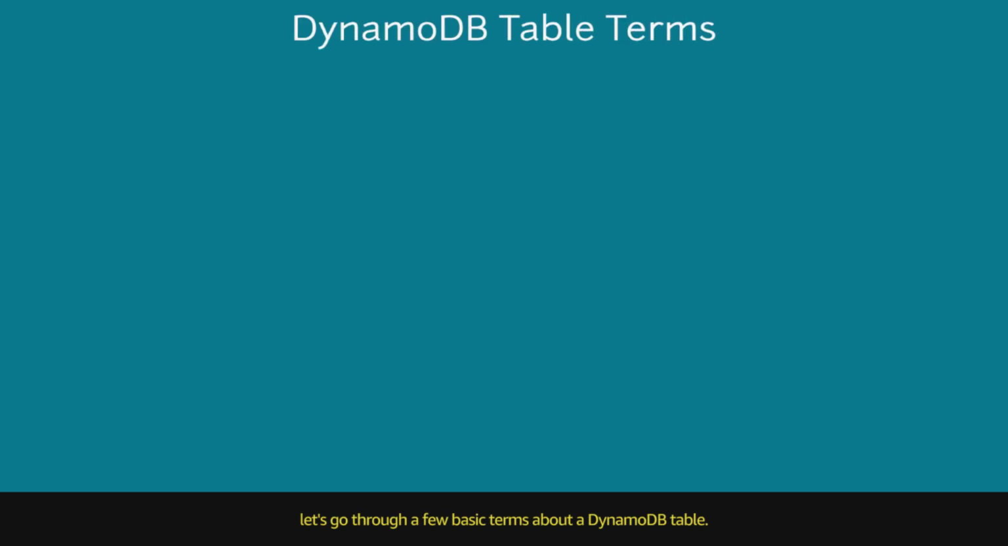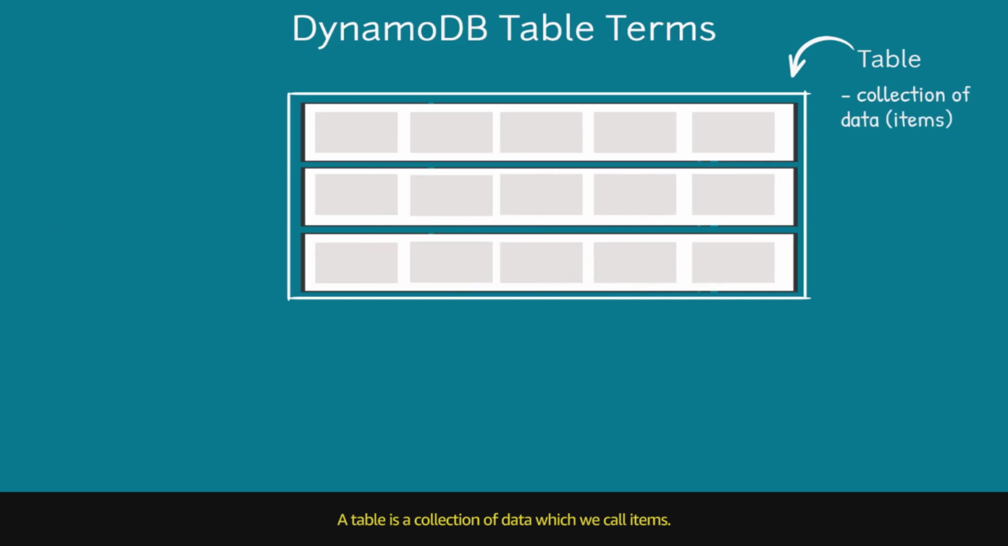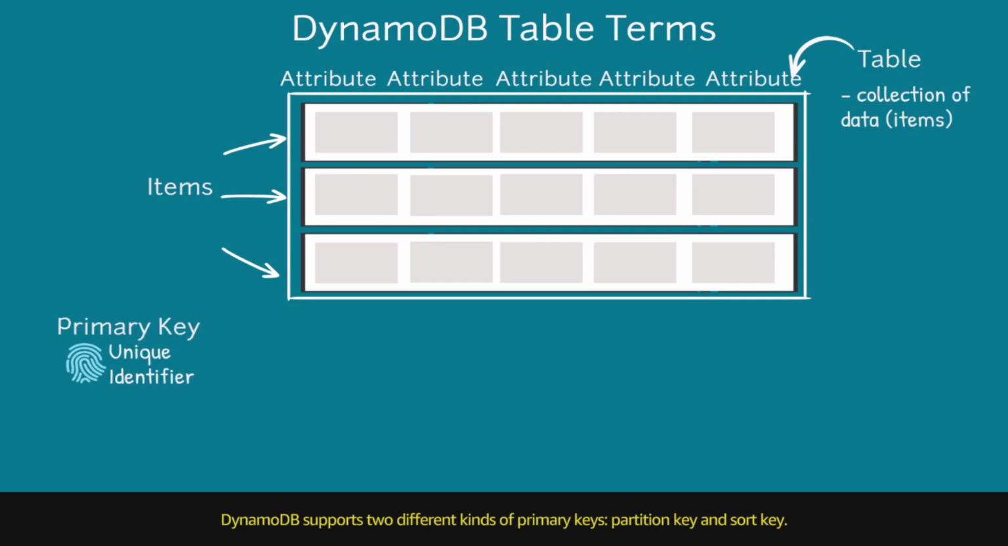Before we talk about how to create a table, let's go through a few basic terms about a DynamoDB table. A table is a collection of data, which we call items. Each item has some characteristics, which we call attributes. Each item in the table has a unique identifier or primary key. DynamoDB supports two different kinds of primary keys, partition key and sort key.